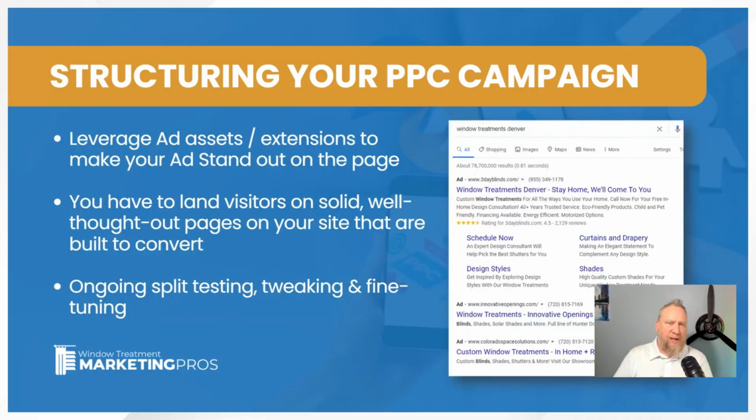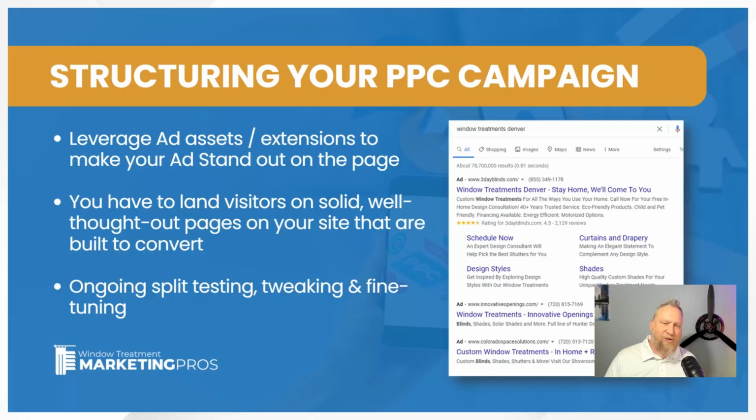Make sure that you're using ad assets. If we look at this example here, you see the main ad, in this case for 3-day blinds. Under there, there are these 4 boxes. These are called ad extensions. So there's the call to action, right? Schedule now. There's design styles for people that are maybe in research mode and not sure what they want to do or what the possibilities are. Curtains and drapery is another one that they really want to focus on, probably a higher dollar return if they promote that, and same for shades.